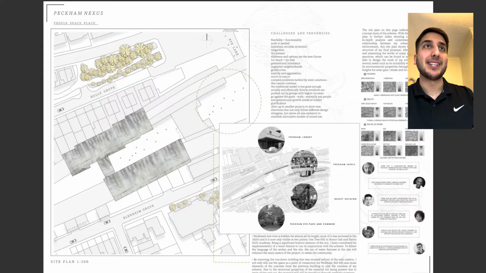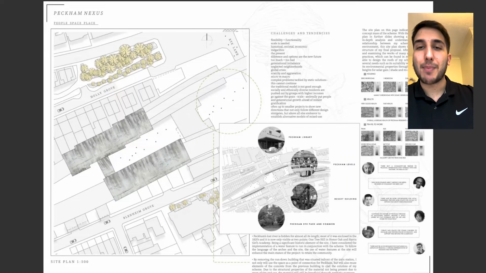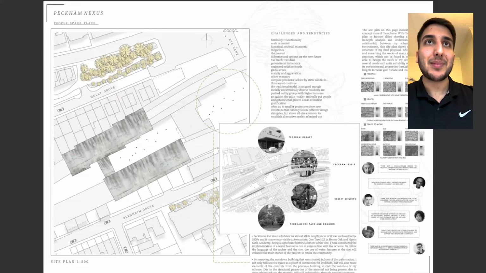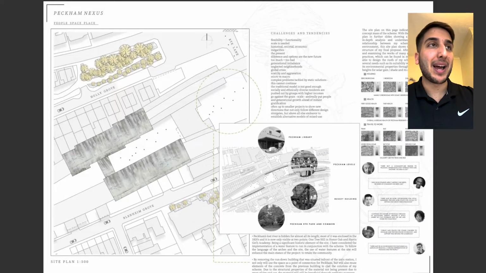People, space and place, so we can see the challenges and tendencies that I've identified. Flexibility equals functionality, neglected neighborhoods, global crisis, micro versus macro, all these different sorts of things that I was considering before creating the final scheme, and housing, health, traveling to work, all this rich data that's so necessary for me to understand and for me to know before creating the scheme. So we have the site plan 1 to 500.